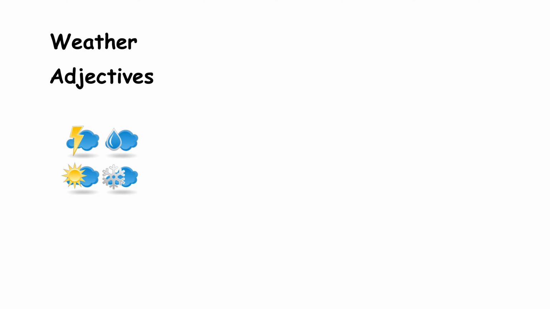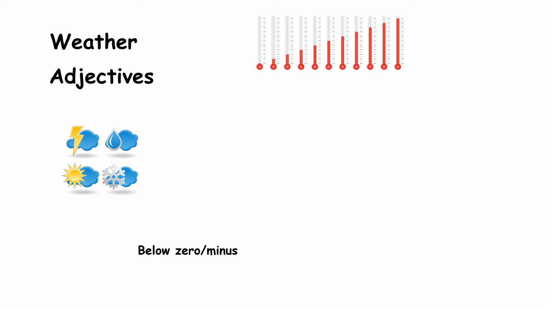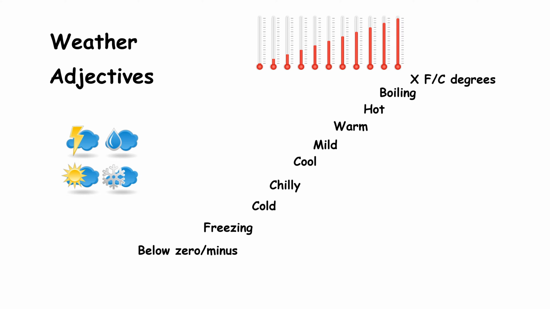that are used to describe weather temperature. Some of these adjectives are the following: below zero or minus, freezing, cold, chilly, cool, mild, warm, hot, boiling, X Fahrenheit or Celsius degrees.